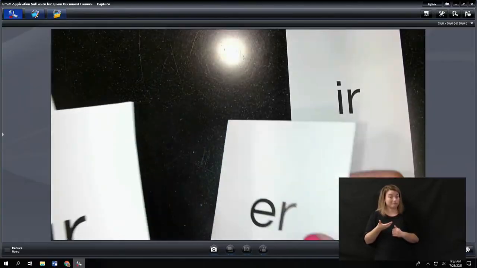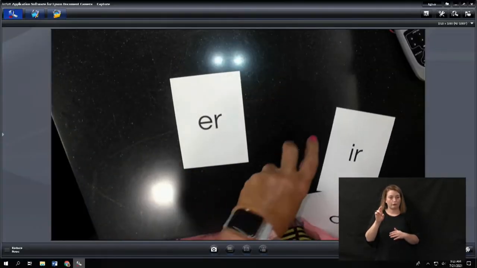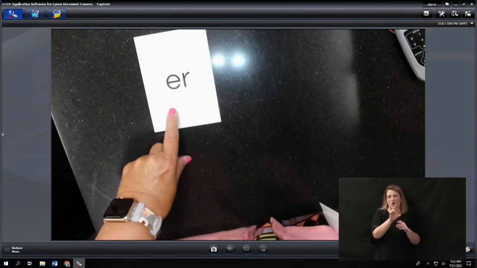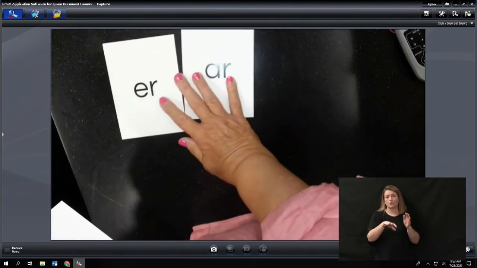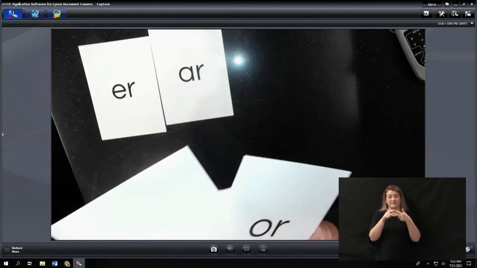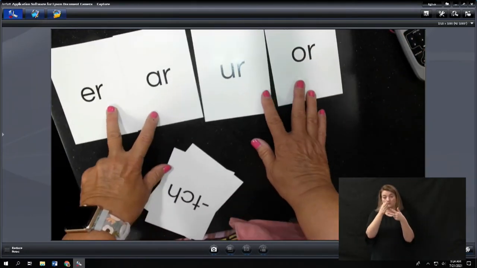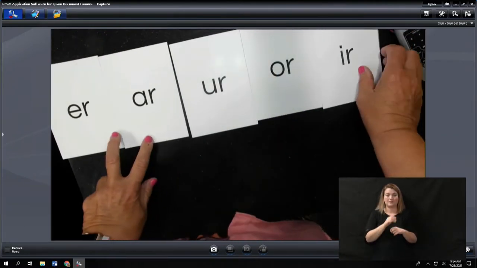And this is the way that I would introduce them, in this order, because three of them get very mixed up. I would introduce ER first, the most common. I always tell them it's most common. If you're unsure, use ER. Then I would do AR, because it's a different sound than ER. And then I would do OR, because these two are different sounds. And then I would do IR.